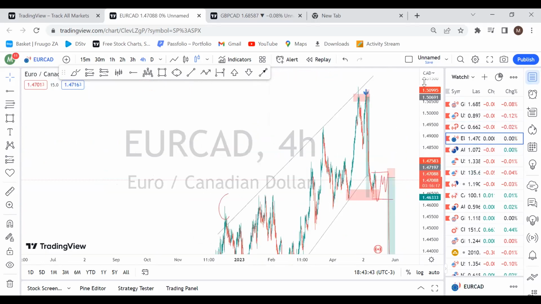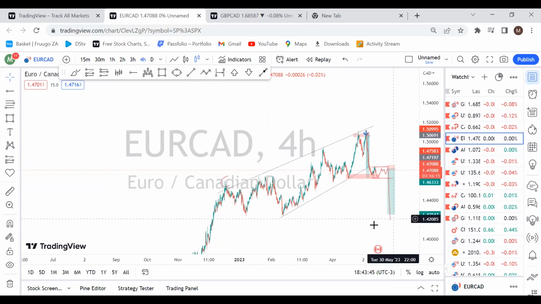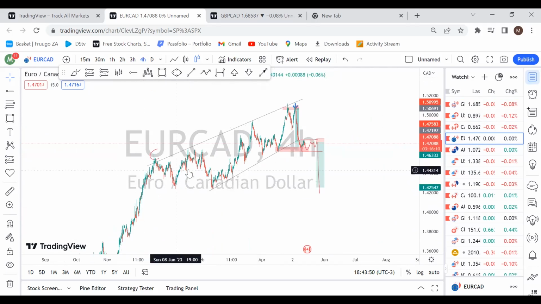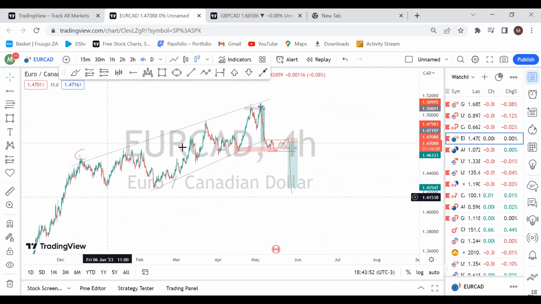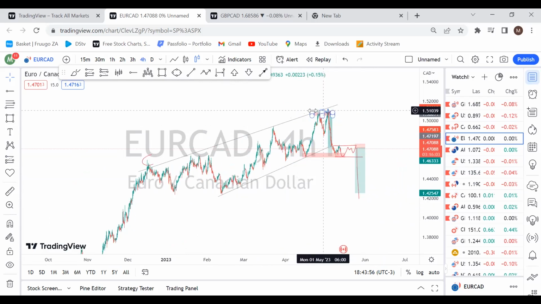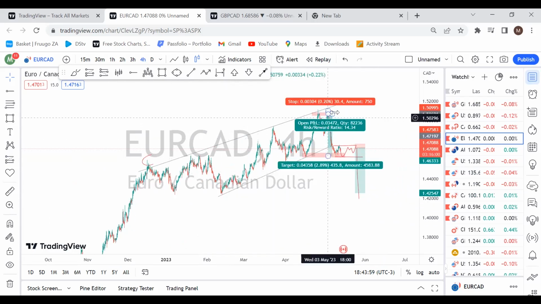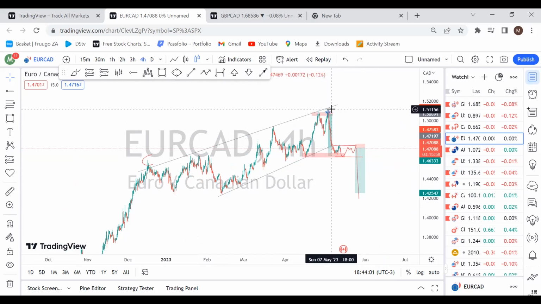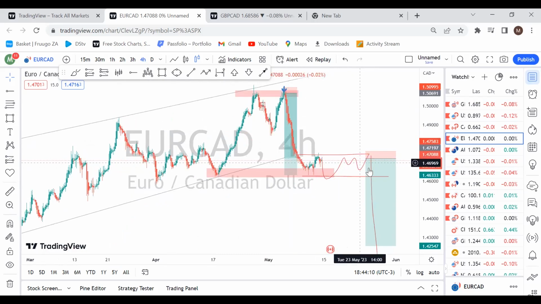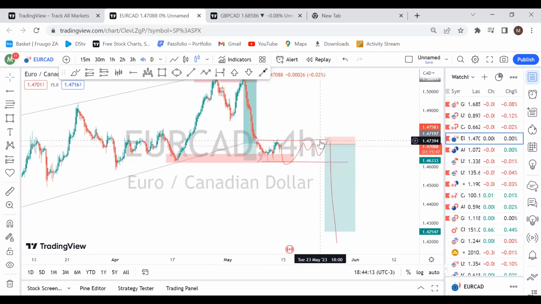Okay. And then Euro CAD, Euro against the Canadian dollar. It's an ascending structure. We had this double top at the third touch of the ascending structure. Double top, nice movement to the downside. And now we're waiting for a correction to form and complete so we can start looking out for more selling opportunities with this one.